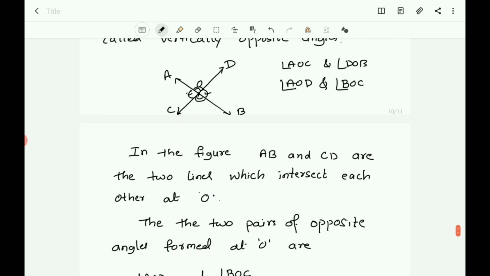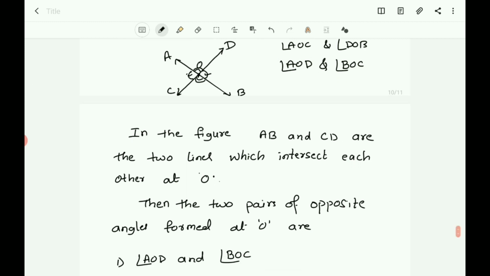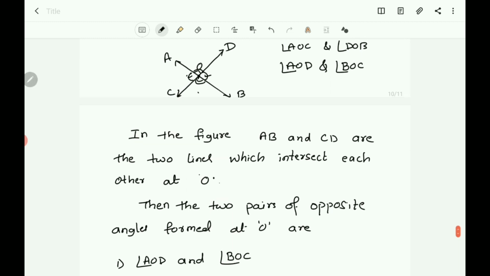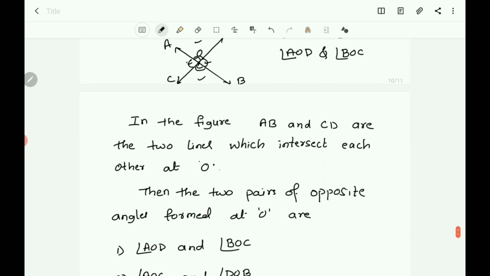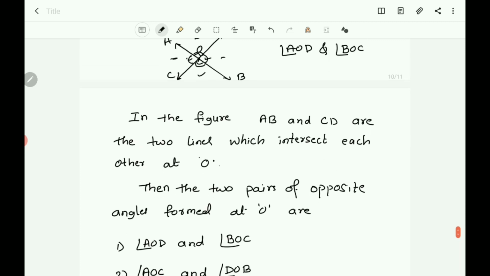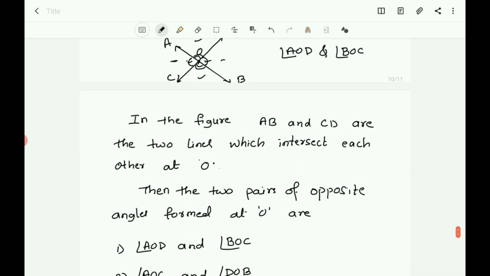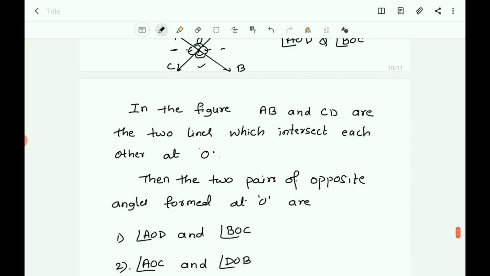Here in the figure, AB and CD are two lines which intersect each other at O. Then the two pairs of opposite angles formed at O are angle AOD and angle BOC, and angle AOC and angle BOD. They are called what? They are called pairs of vertically opposite angles.